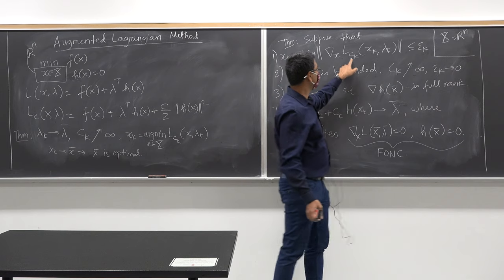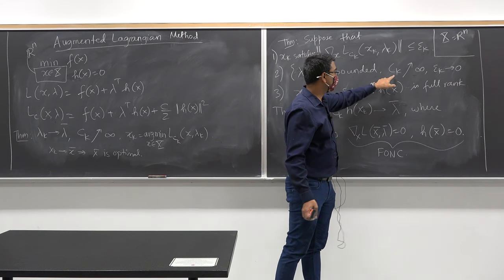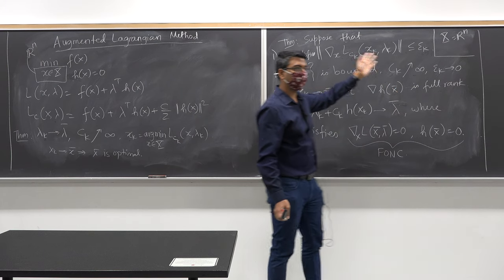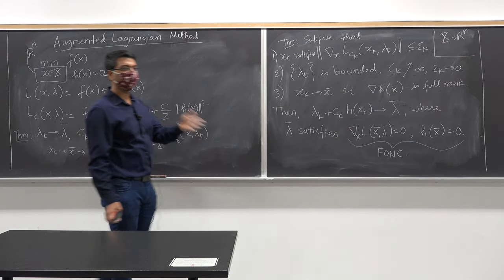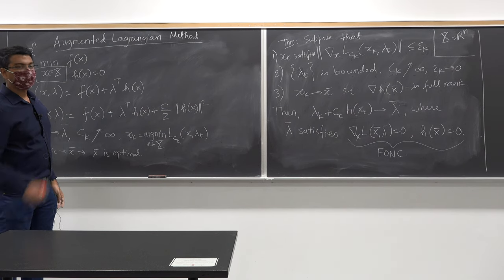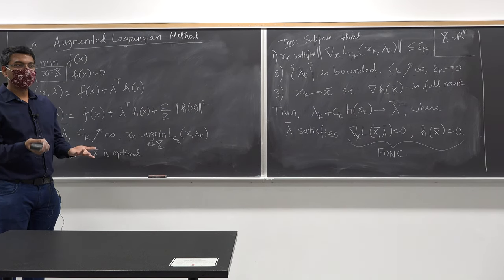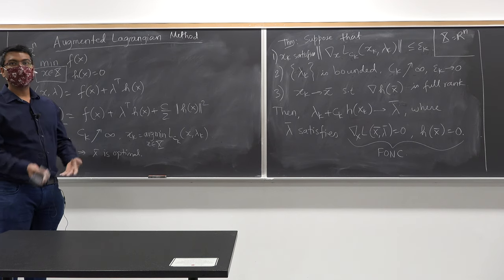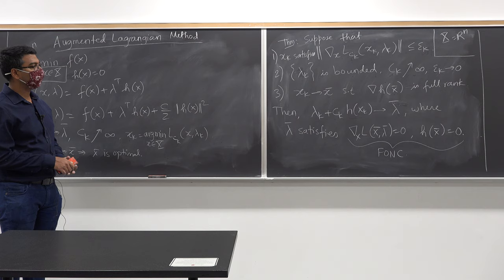Of course, you also need to figure out what C1 should look like, but here all I'm requiring is for C_k to go to infinity. So you can just take C1 equals 1, C2 equals 2, C3 equals 3, and so on. So the question really is, how do you pick lambda 1? Once you know lambda 0, and once you know x0, how do you pick lambda 1?